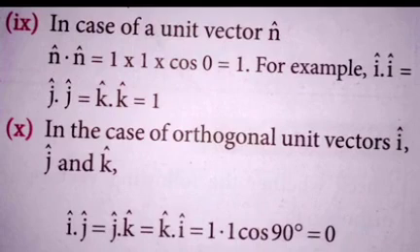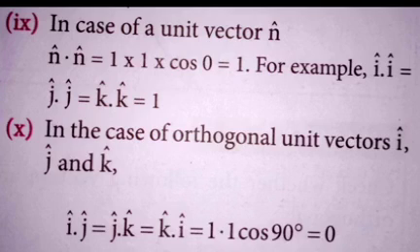Next, 9th property. In the case of unit vectors, that is n cap, if we take the product of the two unit vectors, we get the value of 1. Which means if we dot any two same unit vectors, for example i cap dot i cap, or j cap dot j cap, or k cap dot k cap, we get the value 1. The same unit vector dot product gives the value 1.